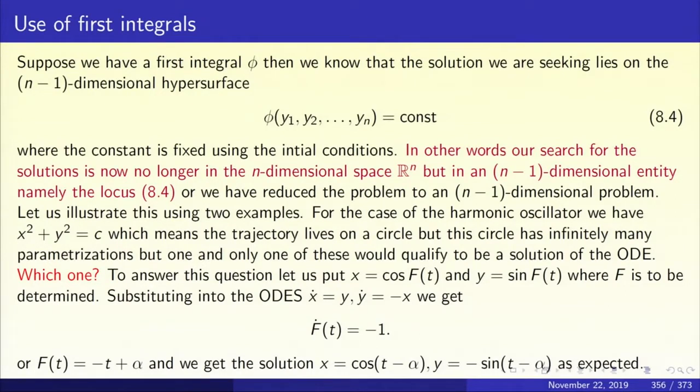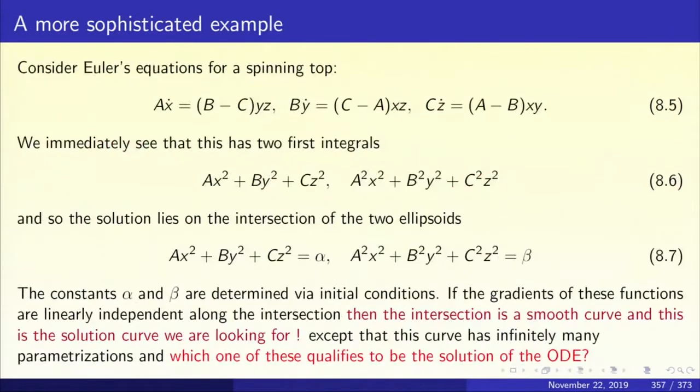Now the harmonic oscillator was a very simple example of a differential equation, and the procedure turned out to be quite easy. Now let us go to a slightly more difficult, more sophisticated example, the example of Euler's equations for a spinning top. This is a system of 3 differential equations in R3. So what are the differential equations? A x dot equal to (B minus C) yz, B y dot equal to (C minus A) xz, C z dot equal to (A minus B) xy, equation 8.5 that you see displayed in the slide.